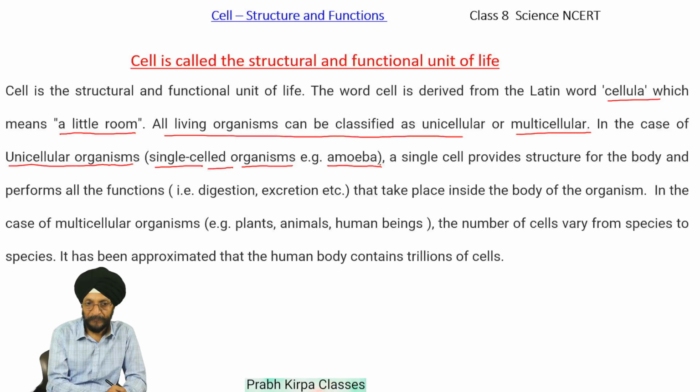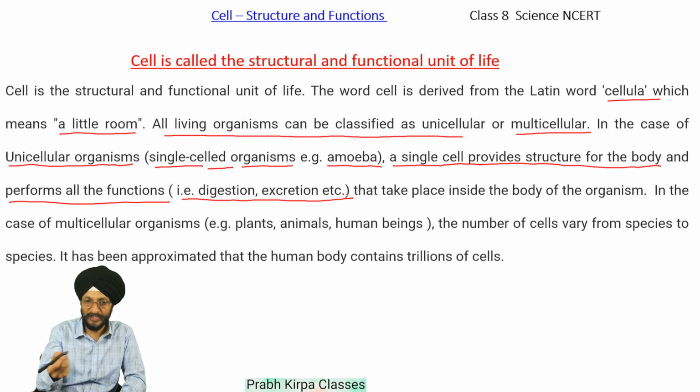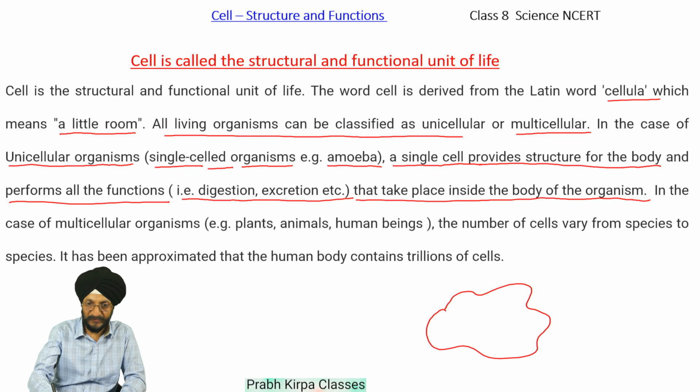Example is amoeba. In the case of unicellular organisms, a single cell provides structure for the body and performs all the functions, that is digestion, excretion, reproduction, etc. that takes place inside the body of an organism. If this is the photograph of an amoeba, all the functions which a body has to perform are performed by this single cell. This is amoeba, which is a single celled organism.